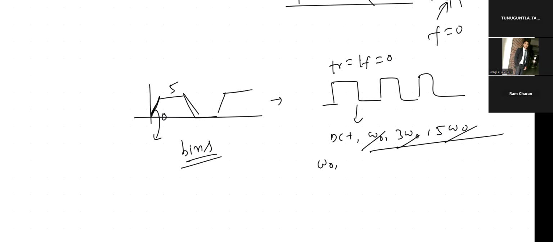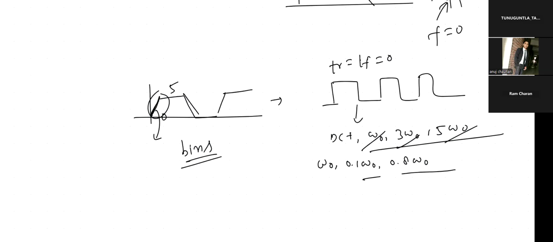Let's say 0.1 omega naught you can see, 0.8 omega naught you can see. So any number you can see, depending on the rise and fall time. So rise and fall time means not only the integral multiple of frequency. Usually we see in the Fourier transformation that there are the integral multiples of the fundamental frequency.